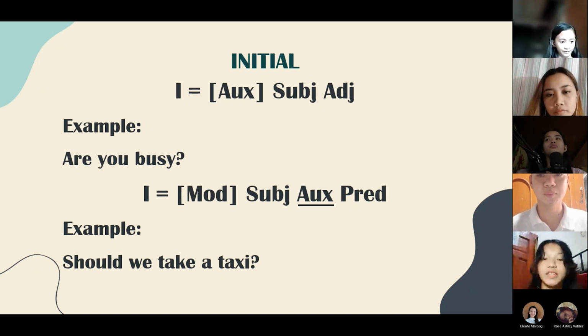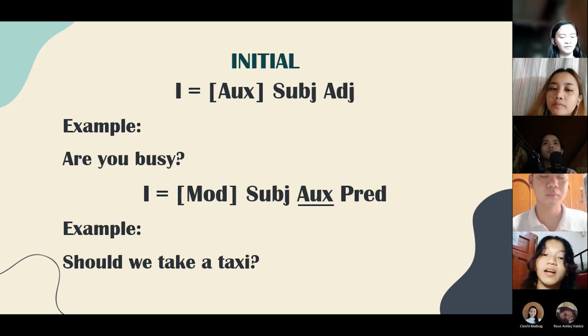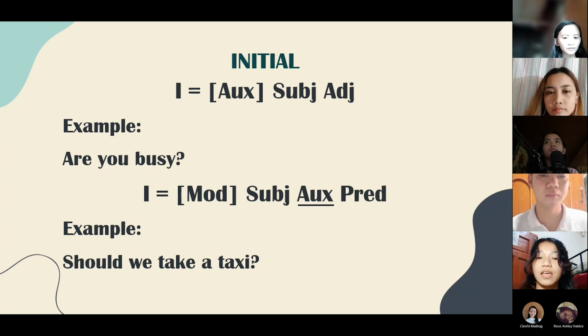Next is the interrogative syntactic environment of the initials. We have the auxiliary verb, which is put in a bracket to specify, and then the next is the subject and the adjective. For the first example, we have, are you busy? Are is the auxiliary verb, you is the subject, and busy is the adjective.